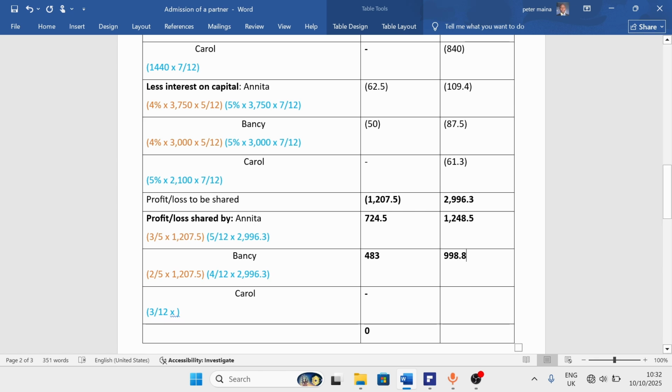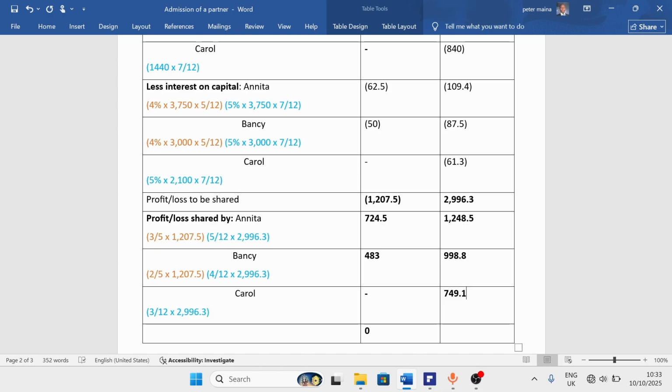And then Carol is going to take 3/12 multiplied by the profit, which is 2996.3. So we calculate that. 3 divided by 12 times 2996.3. That is giving us 749.1. In one decimal point, we can say it is 0.1.